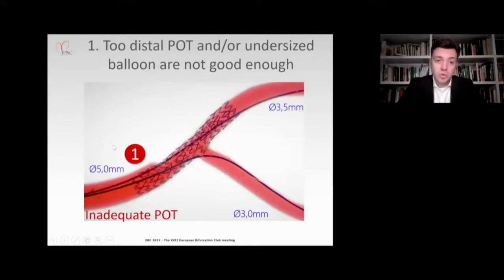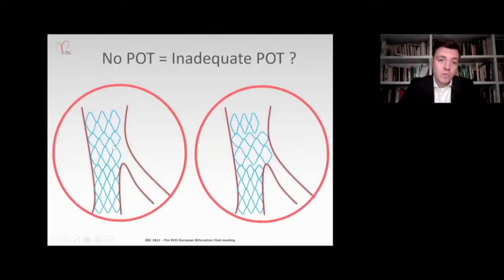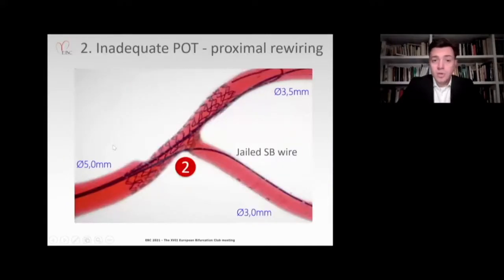So if you think in terms of graphically depicting what we just saw, on the left-hand side of the slide, you see no POT at all, and on the right-hand side of the slide, you see inadequate POT with too distal and or undersized balloon. The consequence is the same. You can rewire abluminally. Now let us focus on the more distal segment at the bifurcation core.